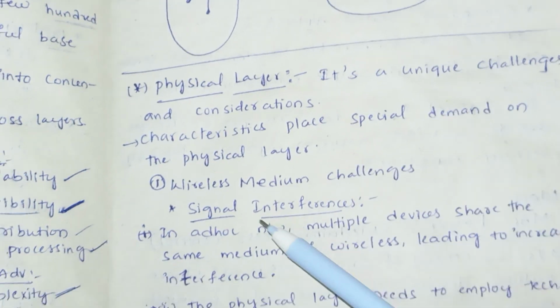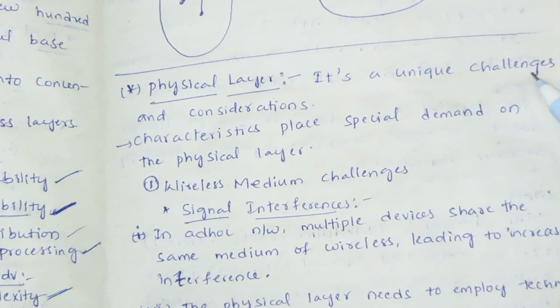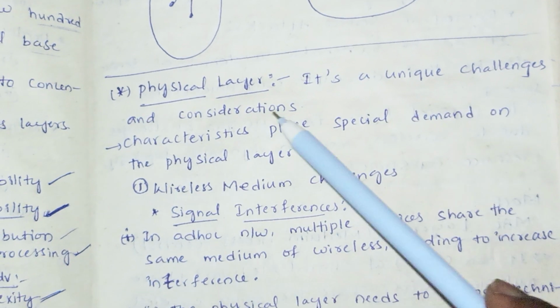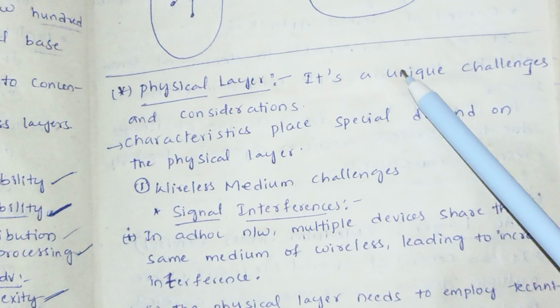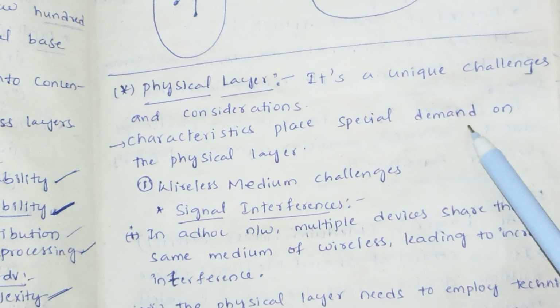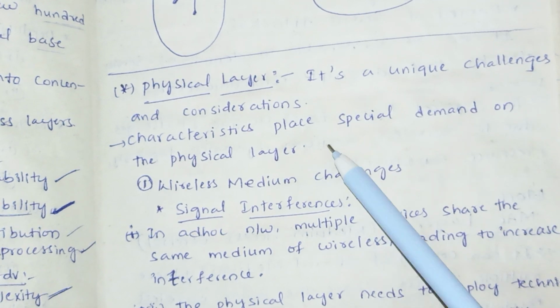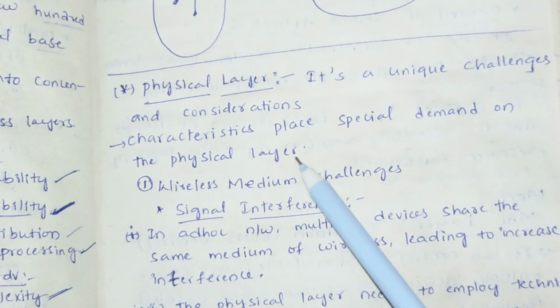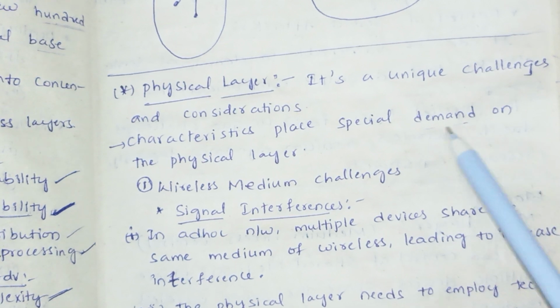Next topic is the physical layer. It has unique challenges and considerations. The physical layer has unique challenges and considerations. Characteristics place specific demands on the physical layer. Demand based on, it is nothing but on demand.